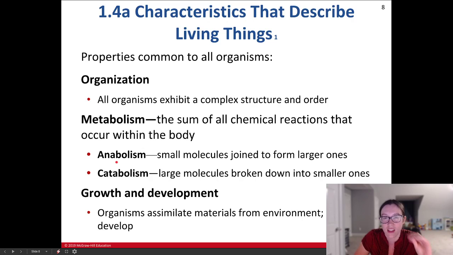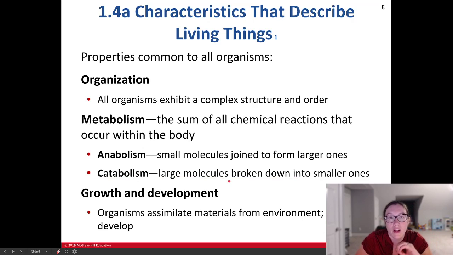The other type of reaction is where larger molecules are broken down to form smaller ones. And this is called catabolism. I think about cats and how cats like to break things sometimes, especially kittens, right? They like to tear apart the toilet paper. And so I remember that catabolism is breaking things down. Large molecules are broken down into smaller ones.